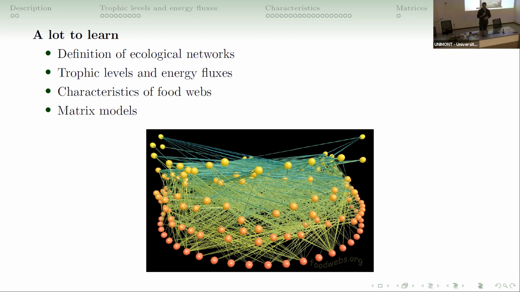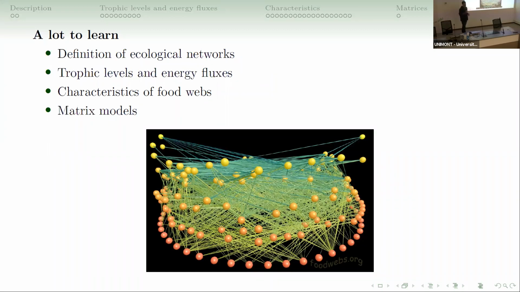The diet of the species is extremely important. Basically, a species lives in a place if there's food and enough resources and they are not eaten too much by other predators. So basically, the diet of a species plays an important role in the biology of this species. So we have a lot to learn today.